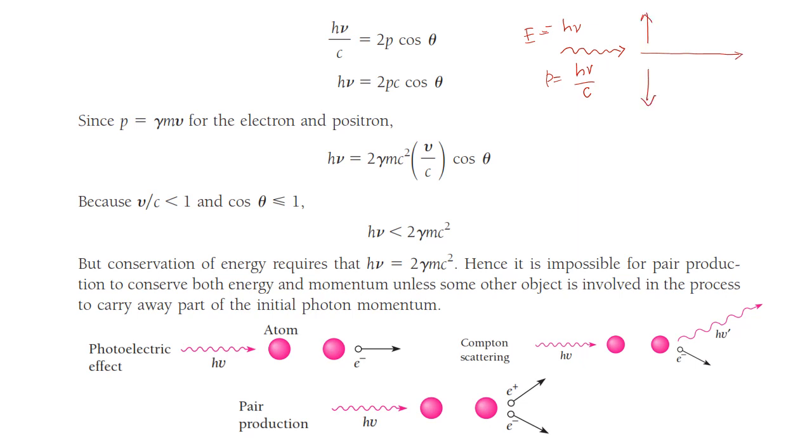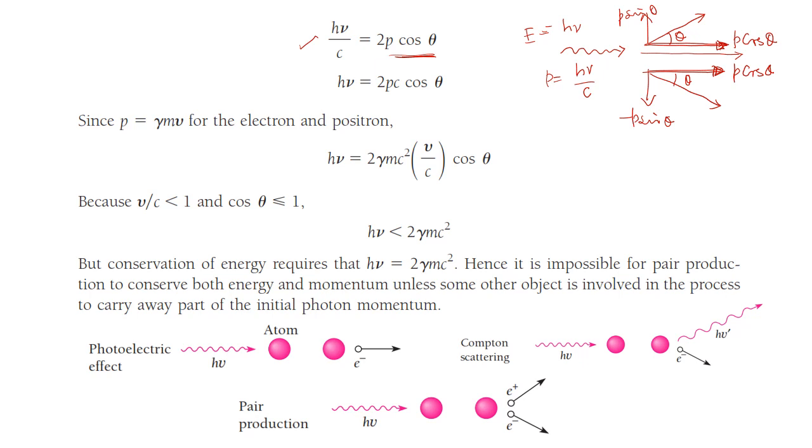Here this is theta, this is theta, this is p cos theta, and this is p cos theta. This is p sin theta, and this is minus p sin theta. These will cancel out, so we sum the two components along the photon direction. So this is 2 p cos theta, and the initial momentum is h nu by c. So we can see that h nu by c is twice p cos theta.